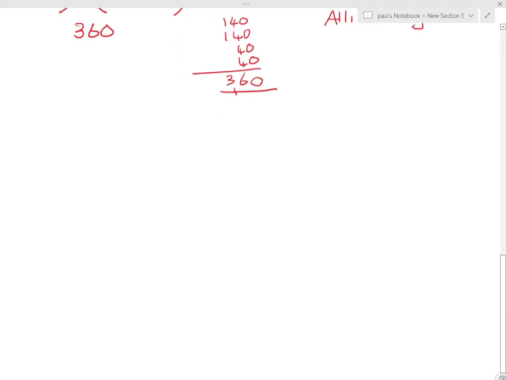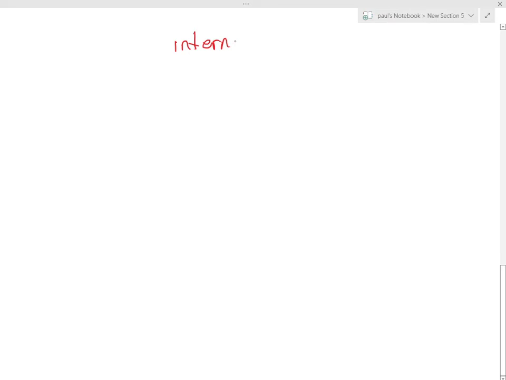Now the other part of this mini lesson is internal and external angles. Now this is the polygon. A polygon is a many-sided shape. And you get regular shapes and irregular.